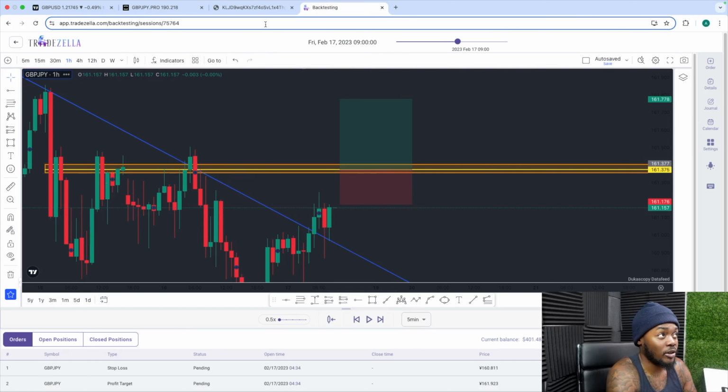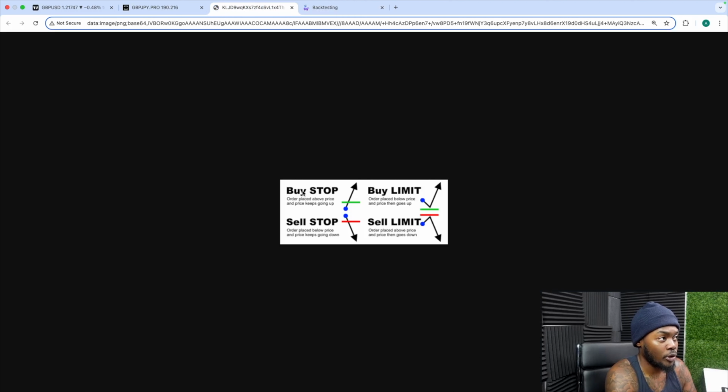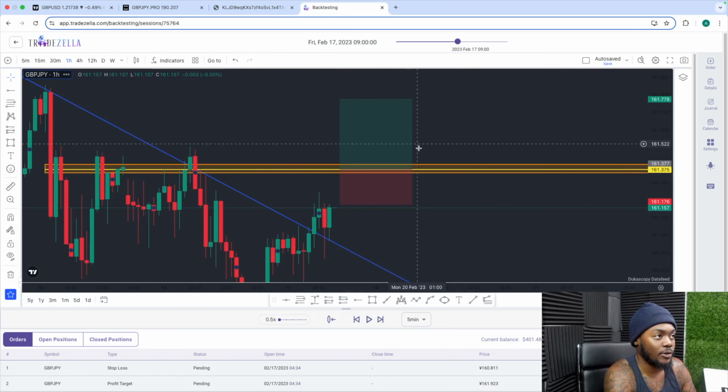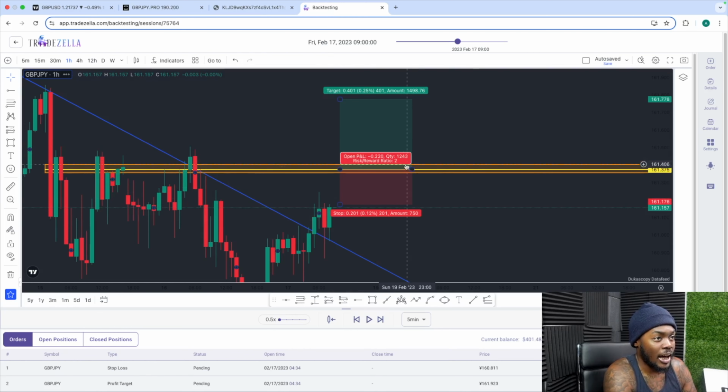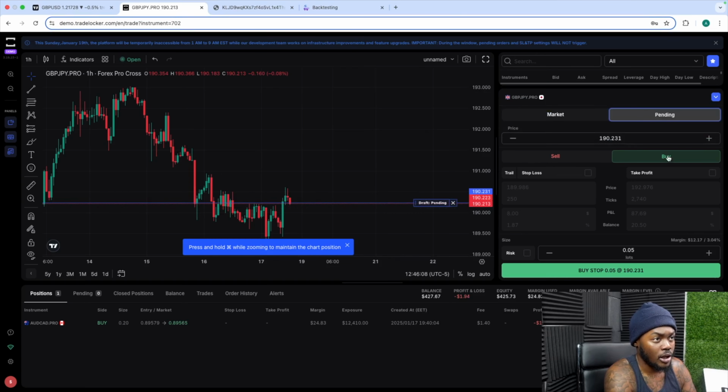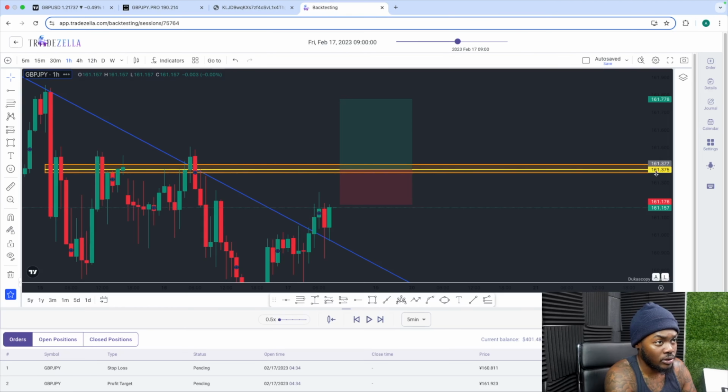So we have to put price, your order is being placed above price. And this is exactly what this means. This is my order here. I'm looking for a buy at 161.375. So I'm going to enter this exact price point. So I'm going to go to a pending order. I'm going to hit buy. I'm going to change the price to 161.375.